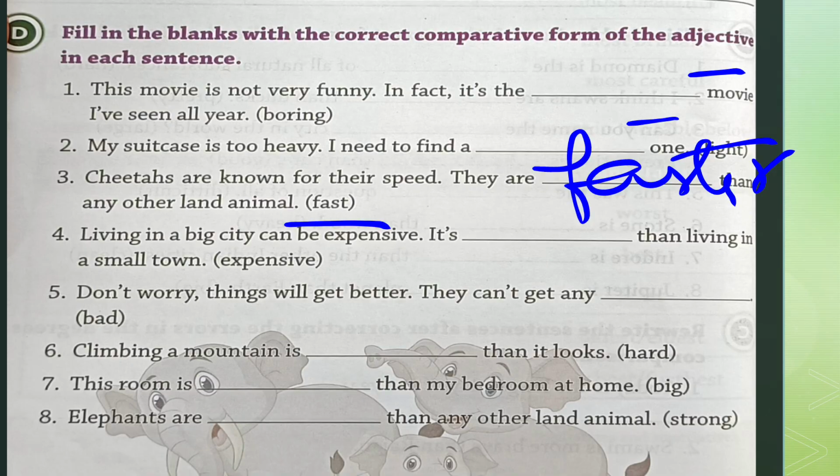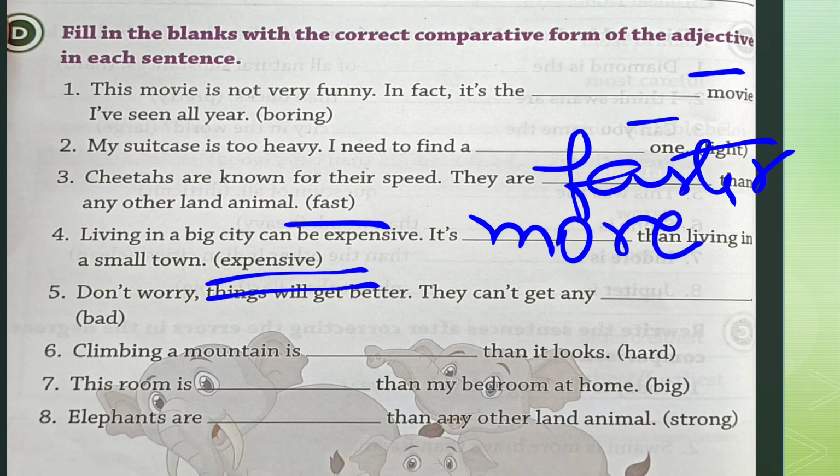Living in a big city can be expensive. It's more expensive than living in a small town. So comparison is made, so we will write more expensive. Don't worry, things will get better. They can't get any. So with any, what will we use? Here, better is the comparative degree, so we use the comparative degree of bad, that is worse. So write worse: don't worry, things will get better; they can't get any worse.